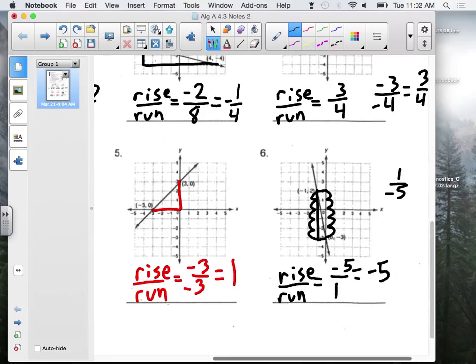And what's the problem again with 1 over -5? Let's revisit that one more time. What's the problem with it? It's run over rise, not rise over run. So don't put that in your notes, right? You don't want that.